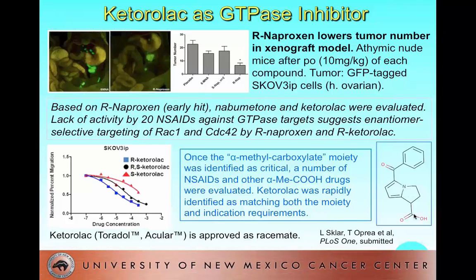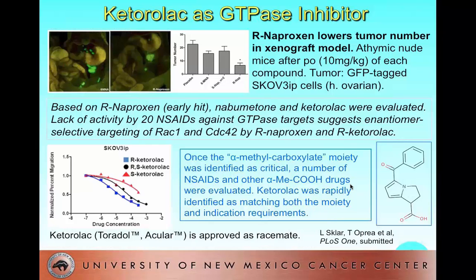And so that led to Ketorolac, because Ketorolac is approved as a racemic drug. So RS Ketorolac is given in humans. And you can see here, in the same model as R naproxen, that R Ketorolac is more effective than S Ketorolac. And there is a clinical trial that's ongoing at UNM.